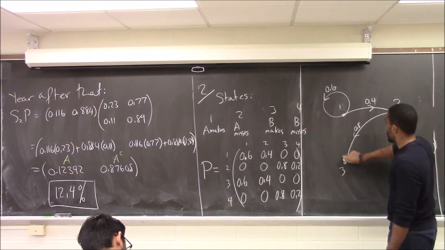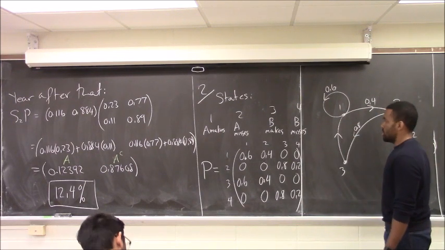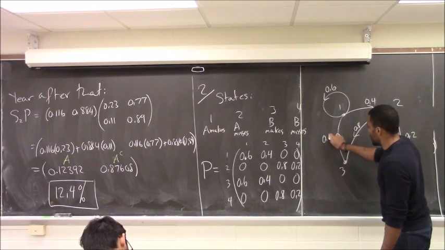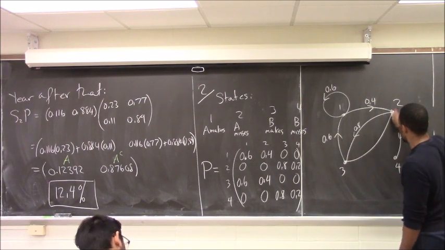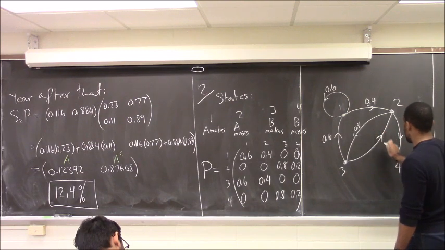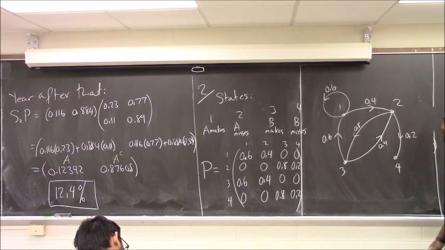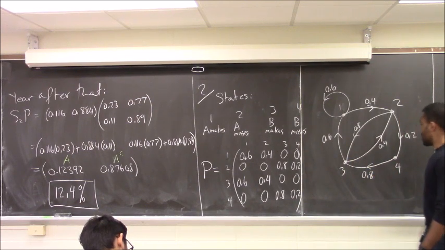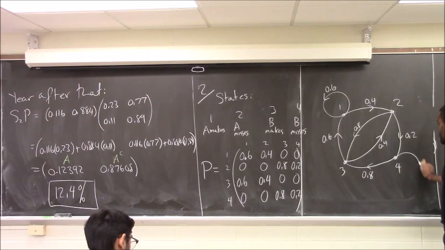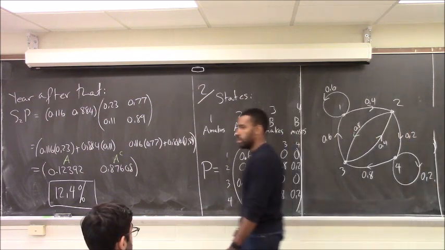What other connections? 3 to 1, that's 0.6. Another connection, 3 to 2, that's 0.4. Another connection, 4 can go to 3, 0.8, and well, 4 can go to itself. That's the Markov chain for this system.